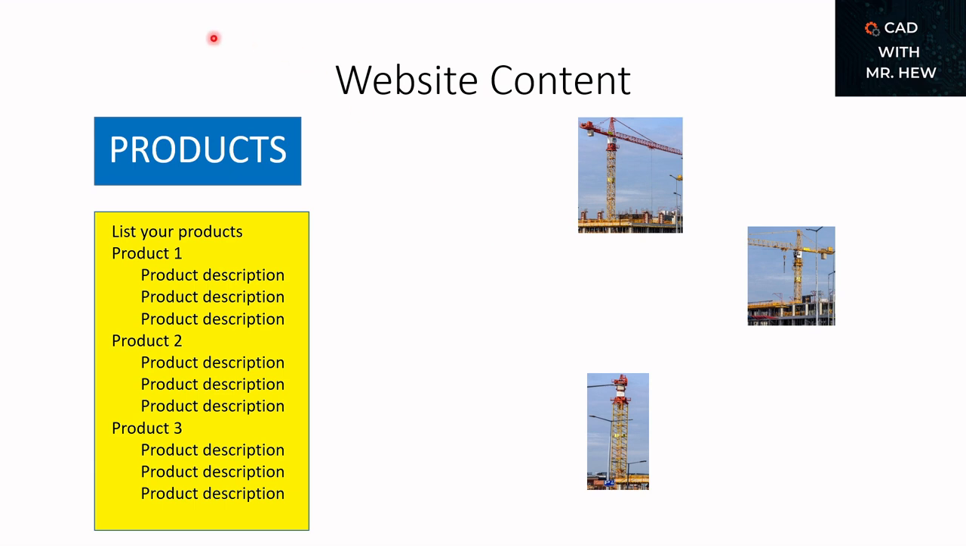Now, website content, and in terms of the products, here we would list our products, and we have the product description, and it continues through for product 2 and 3. And here we are looking at the photos. So here we have the 3 photos. Now, the example that I'm looking at is cranes, and we might not necessarily be familiar with the different cranes that are sold as a website developer.